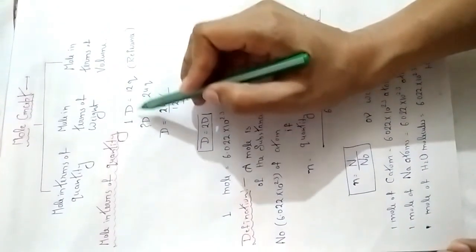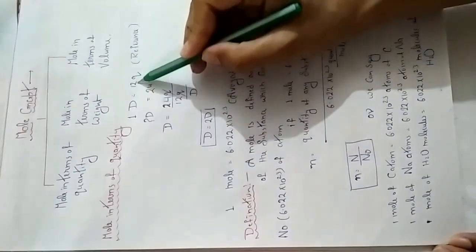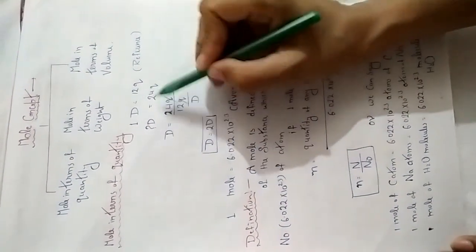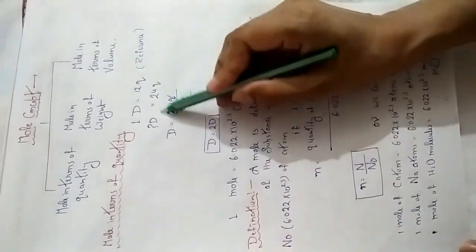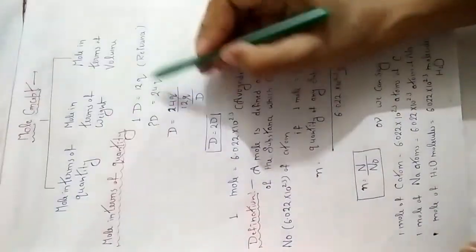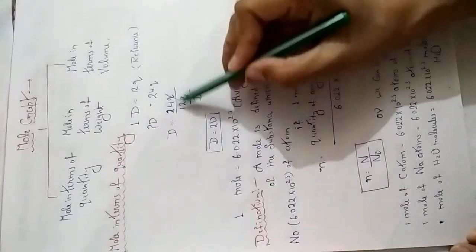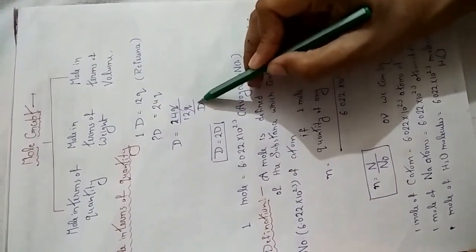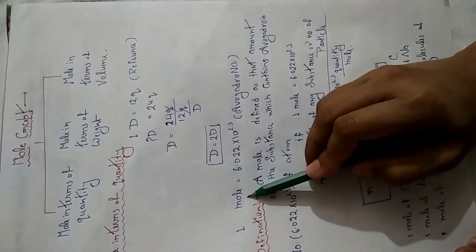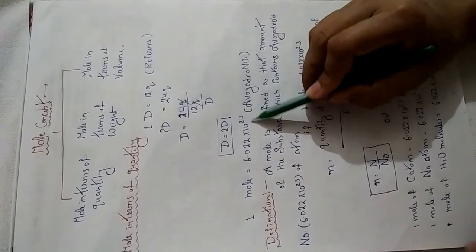You know that 1 dozen equals 12 quantity. Clear? So if I am taking 24 quantity, then how many dozens will be in it? So whatever be the quantity, we will divide by the reference number, and the answer is 2 dozen. Clear? So in case of mole, 1 mole equals 6.022 into 10 to the power 23, which is the Avogadro number.